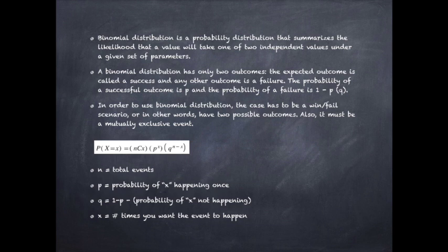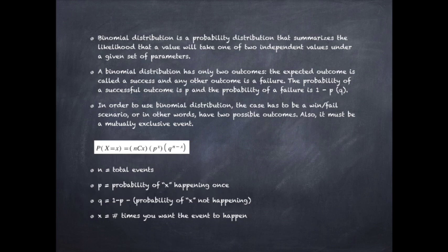The probability of a successful outcome is p, and the probability of a failure is 1 minus p, meaning q. In order to use binomial distribution, the case has to be a win-fail scenario, or in other words, have two possible outcomes. Also, it must be a mutually exclusive event.